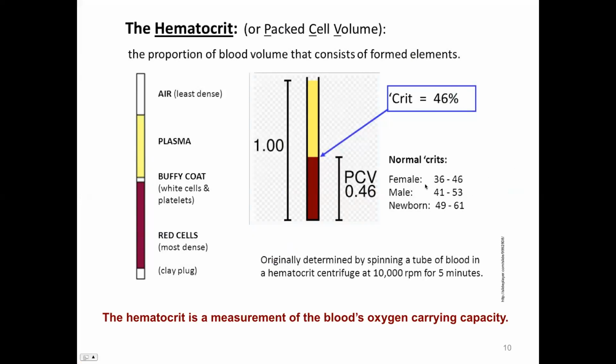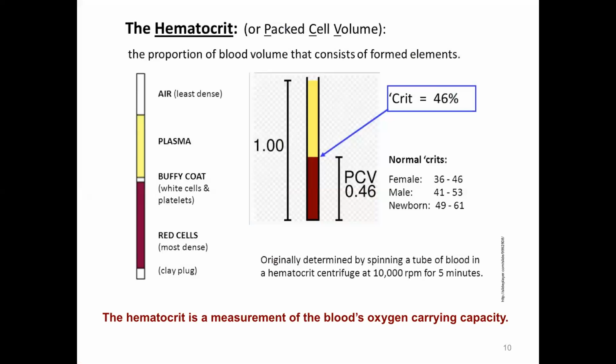For a female, a normal hematocrit is about 36 to 46. For a male, it's 41 to 53. And a newborn, it's really high, 49 to 61. There are a lot of reasons why it varies that much. If you live at sea level versus at the top of the mountains, you're going to have very different crits. Also for women, it will change through the cycle, for example. There are reasons that they'll vary, but they average it out at 45 to 46%.